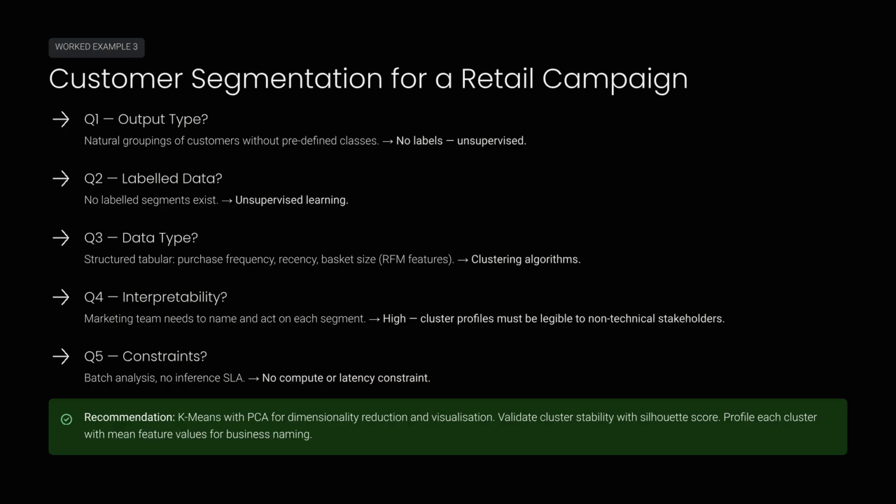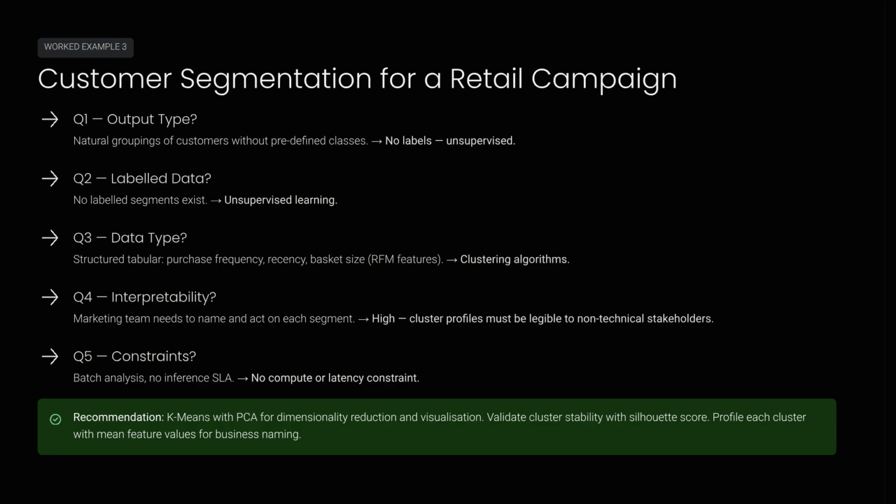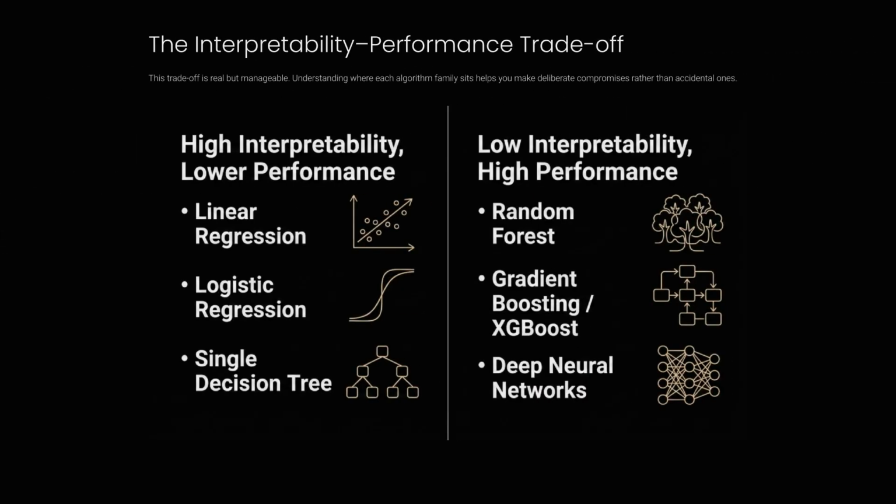Our third example is customer segmentation, an unsupervised problem with structured tabular data. High interpretability is required. K-means with PCA is recommended to profile clusters using mean feature values and validate with the silhouette score. The interpretability versus performance trade-off must be managed deliberately. Tools like SHAP and LIME have narrowed the gap, but post-hoc explanations are still approximations.